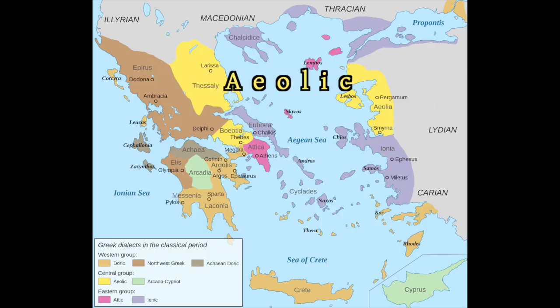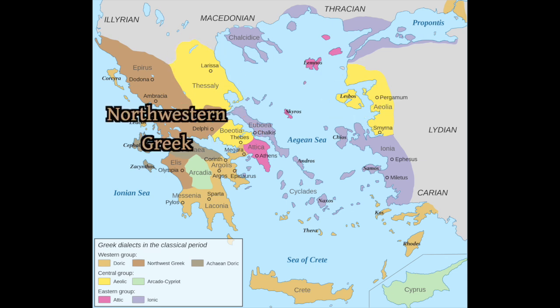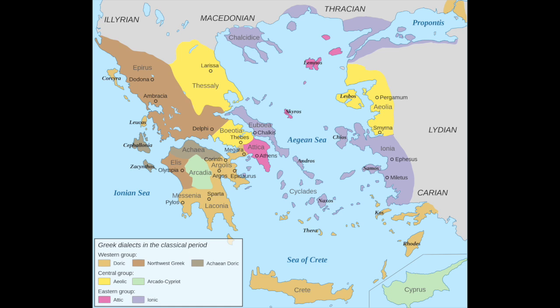Aeolic was spoken in somewhat distinct varieties in Boeotia, Thessaly, and Lesbos. Northwestern Greek, sometimes thought to be a subset of Doric and called Northwest Doric sometimes, was spoken in Epirus and in Elis. Then there's Achaean Doric.